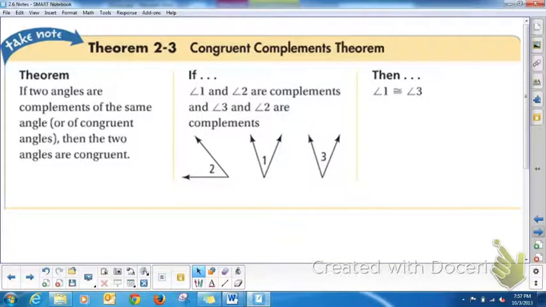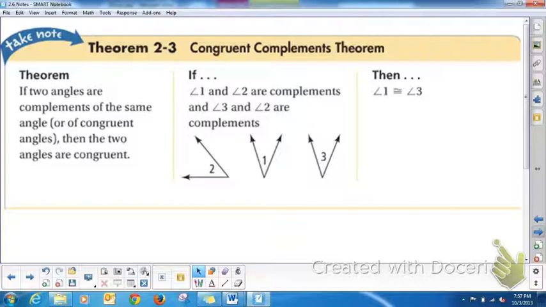Likewise, we have the congruent complements theorem. It's along the same ideas as the congruent supplements theorem. If two angles are complements of the same angle, or of congruent angles, remember complements means 90 degrees, right? Then the two angles are congruent. So let's look at this. If angle 1 and angle 2 are complements, and angle 3 and angle 2 are complements, then that must mean angle 1 is congruent to angle 3.